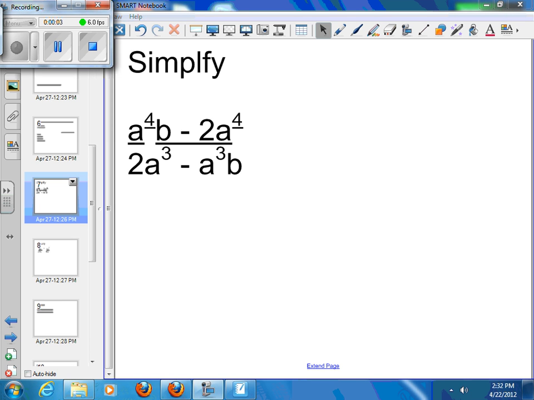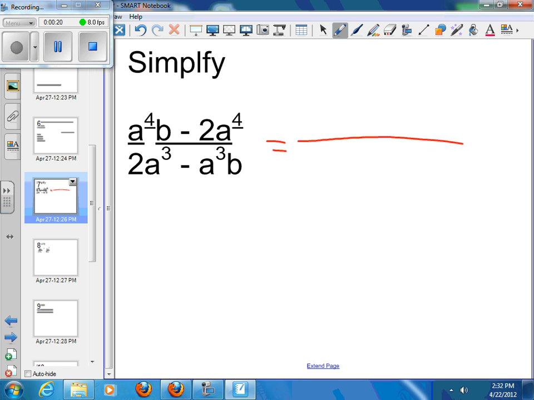Okay, I'm going to simplify rational expressions. This is going to be example 3 here. So I've got a to the fourth b minus 2a to the fourth, over 2a cubed minus a cubed b. I'm going to start out by taking out a greatest common factor on the top and the greatest common factor on the bottom.